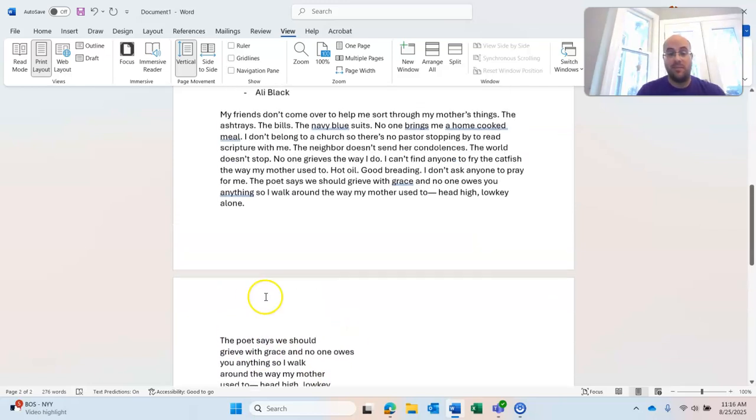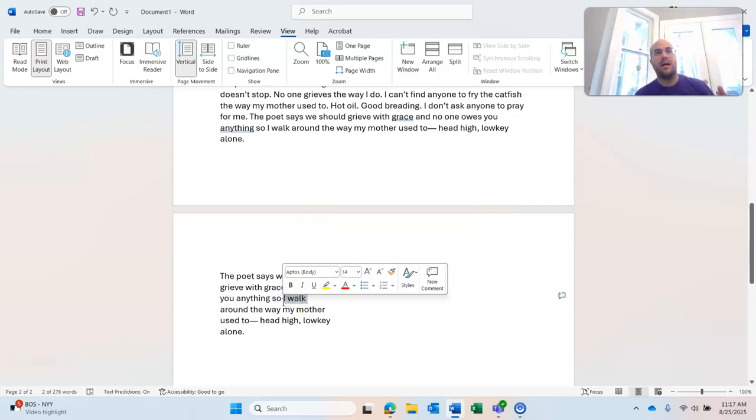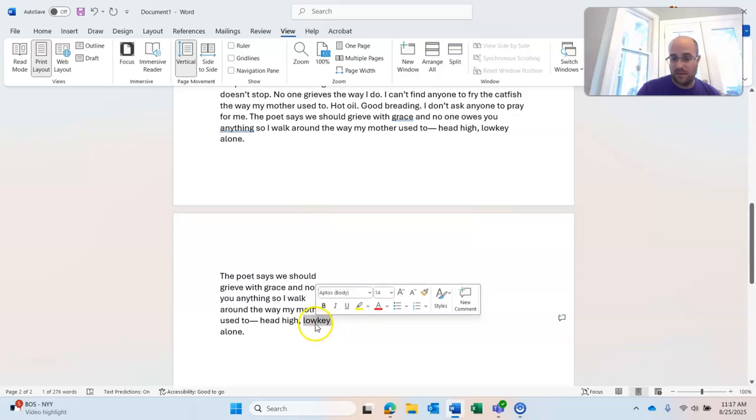You may have written that last sentence and said, I want to break it on "should." This idea of potential. What should we do? The poet says we should grieve with grace, and no one owes you anything, so I walk. You wanted to highlight the idea that you're walking. You're doing something active to try to process the grief. Around the way my mother used to. Head high, low-key, alone. Again, ending with this here, low-key, alone.